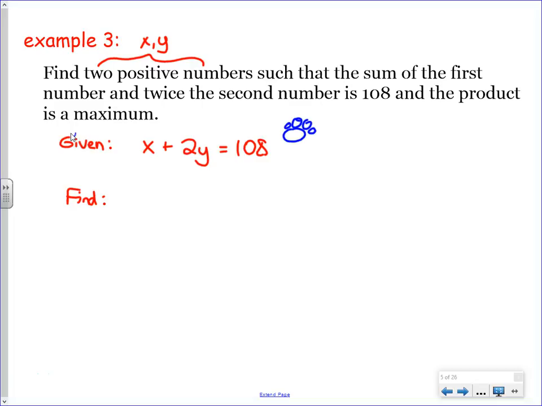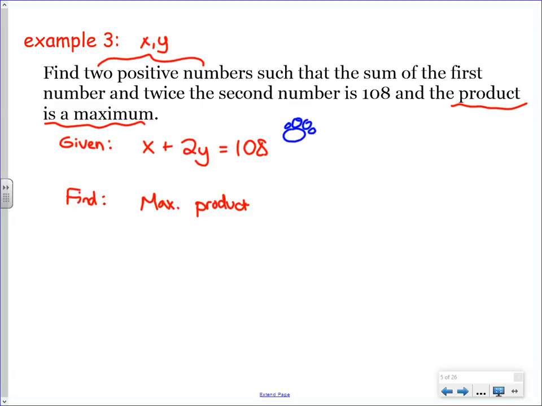But hold on, what's our objective? What are we trying to do? I made it Z. We're trying to find two positive numbers, but we're trying to make the product a maximum. So we're trying to maximize the product. That's what we're trying to do. But we're trying to find the two positive numbers that will maximize the product.